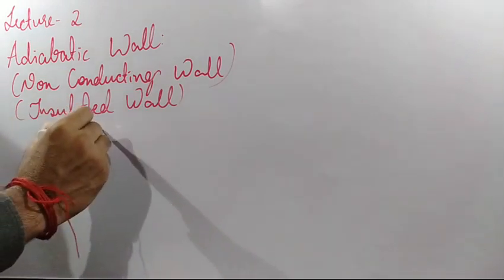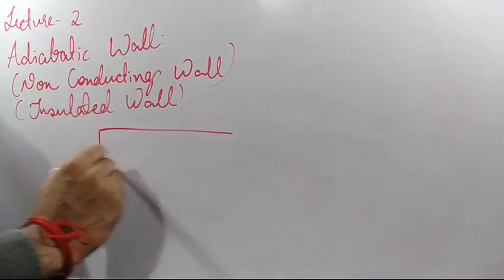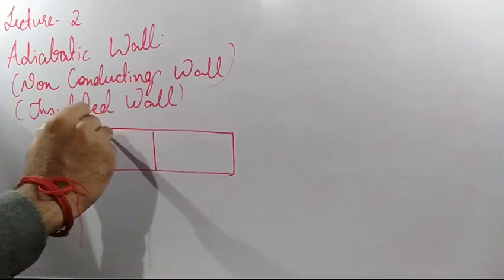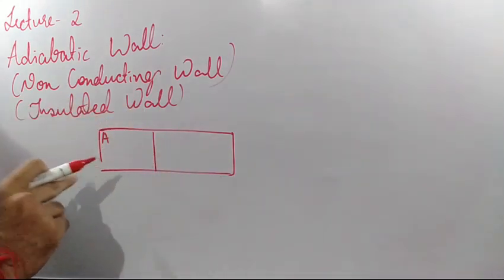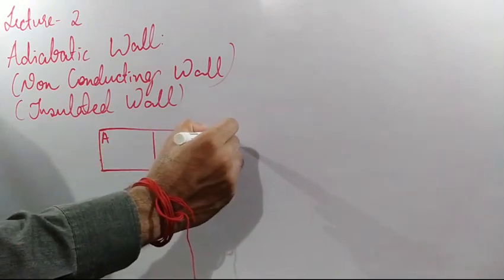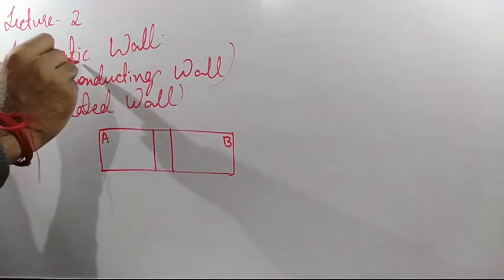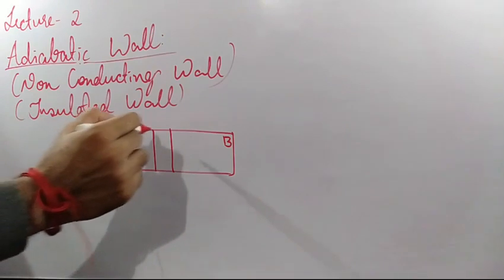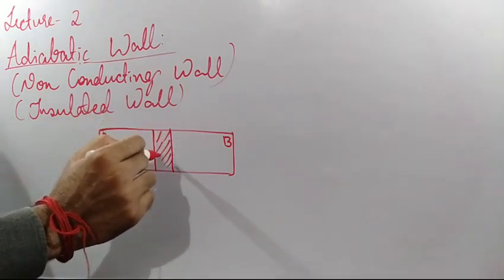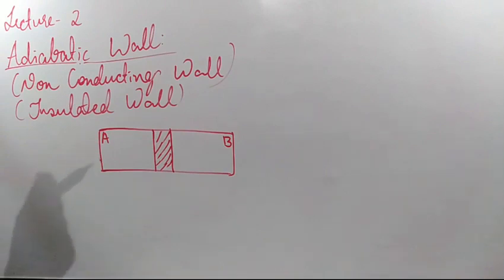Imagine that here we have system A, and this side I have system B, and in between these two, let us assume I have this adiabatic wall. Adiabatic wall means a wall which doesn't conduct heat from one system to another system. And no doubt the surrounding also has an adiabatic wall, so I am not drawing that part.